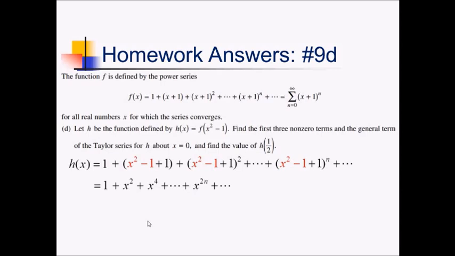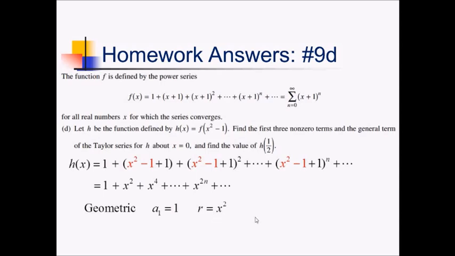Okay, next they want us to figure out h of 1/2. Now notice they didn't want us to approximate h of 1/2. They want us to find the value of h of 1/2. Since we're representing h as an infinite series, that means we have to add this whole series together. Okay, well, this is actually a geometric series. We have an a1 value of 1, an r value of, let's see, we're multiplying by x squared each time to get the next term.